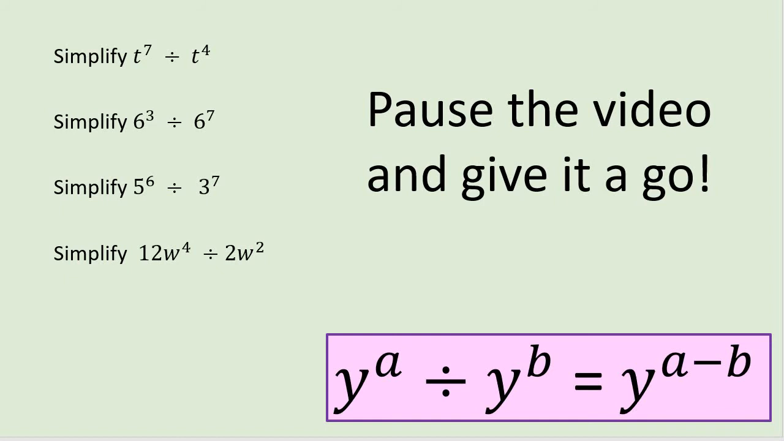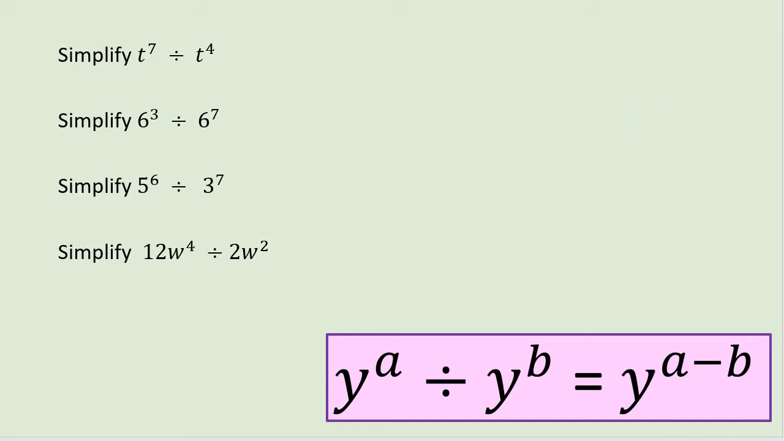Okay, hopefully you guys had a chance to practice those questions. I'm just going to go through the answers now. So t to the 7 divided by t to the 4. We're going to use the rule. We've got the same base there, so t to the 7 take away 4 is going to be 3. 6 to the 3 divided by 6 to the 7. We're going to come out with a negative power, but that's absolutely fine, like we said earlier. So 3 take away 7 is going to give us minus 4.